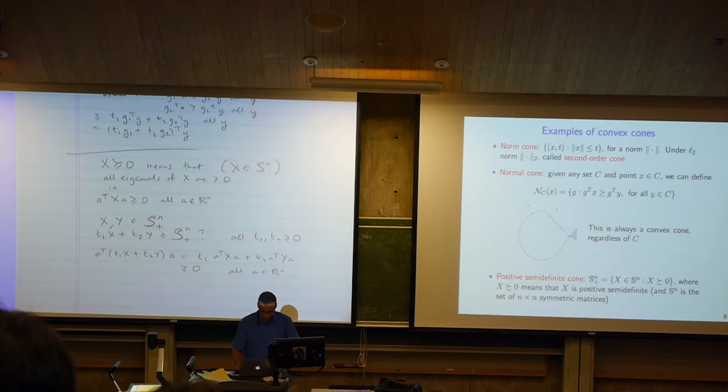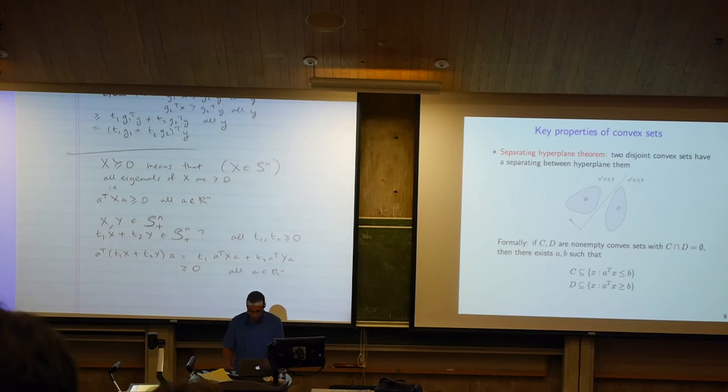Good questions. Okay, let's go through some key properties of convex sets. So I gave you a bunch of examples. This is the way it's going to work. I'm going to give you a bunch of examples, a bunch of key properties of convex sets, and then a bunch of operations that preserve convexity. It means things that you can do to convex sets and retain a convex set at the end.